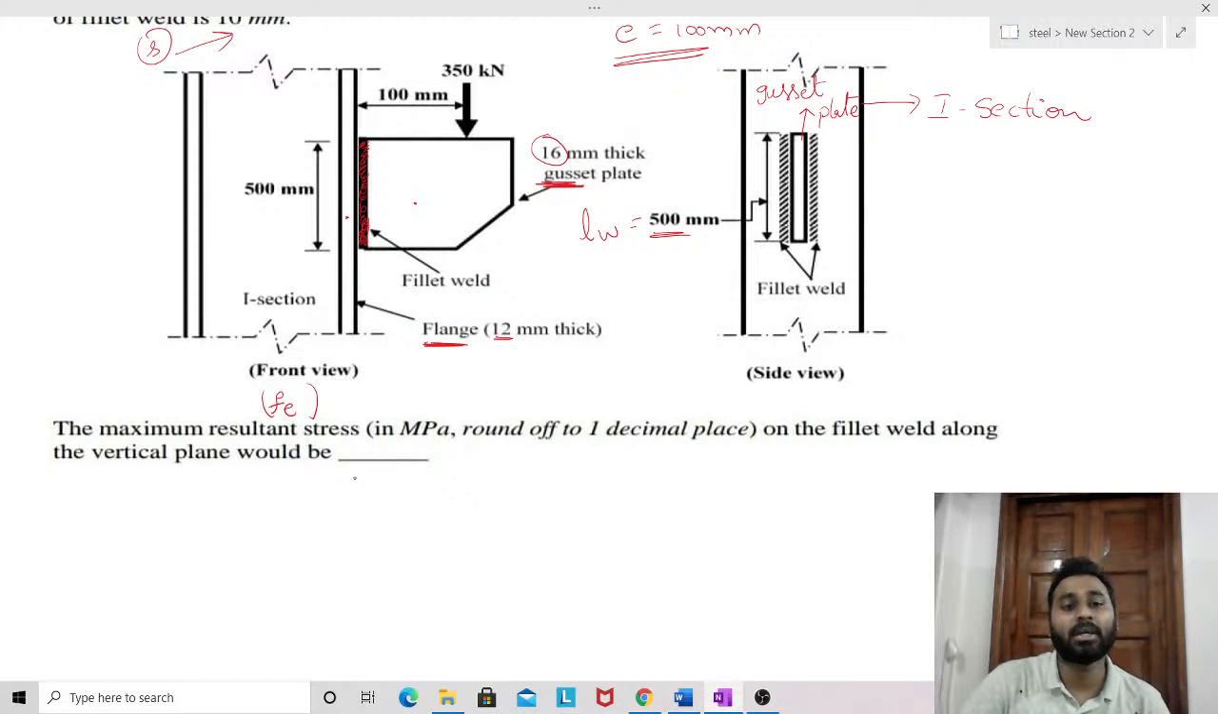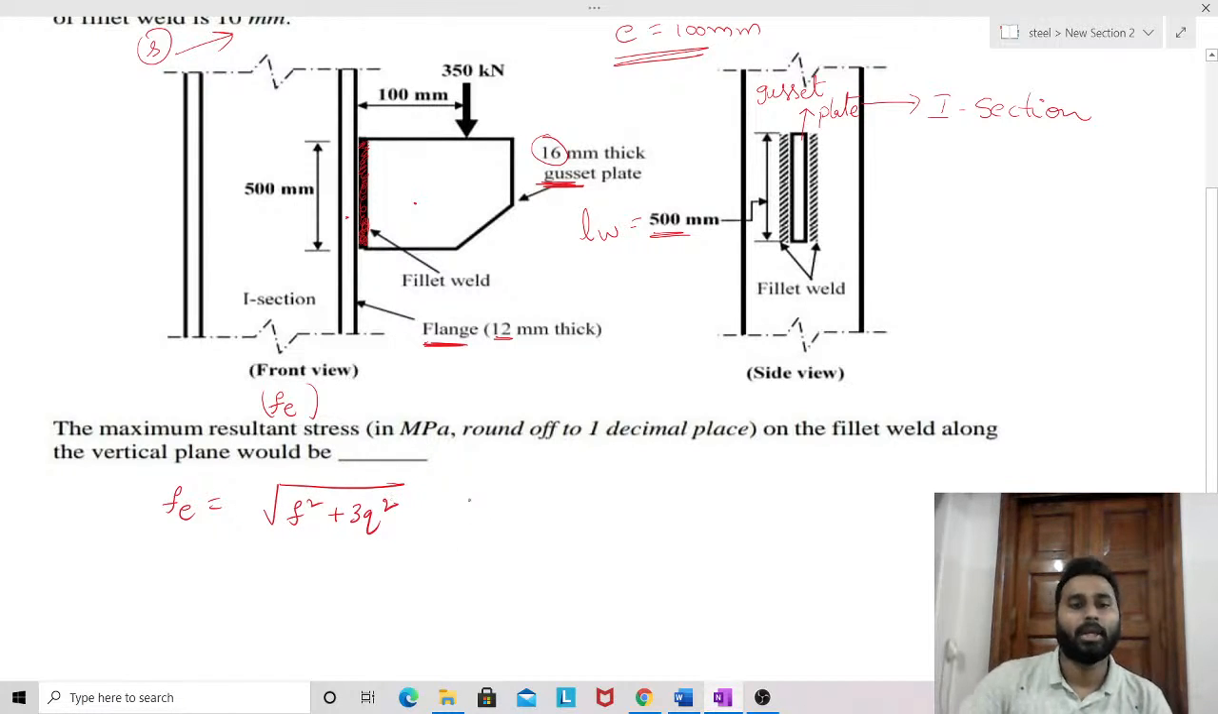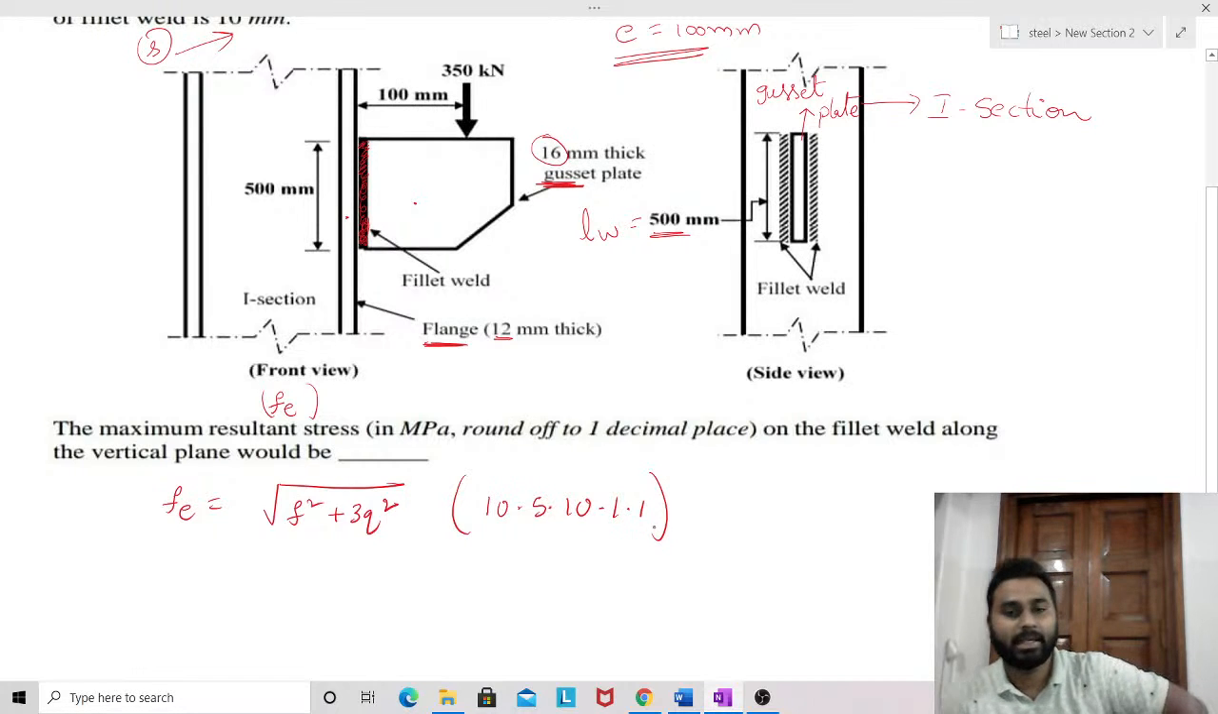As I said, for solving this question, one needs to have the knowledge of the provisions we have discussed previously. Let me write that provision here. Equivalent stress Fe is equal to under root F square plus 3Q square. Clear? Once again I'll write the clause here: 10.5.10.1.1. This was the clause in IS 800 2007 in which this particular provision is present. For solving the question, one needs to have the knowledge of this formula or provision.